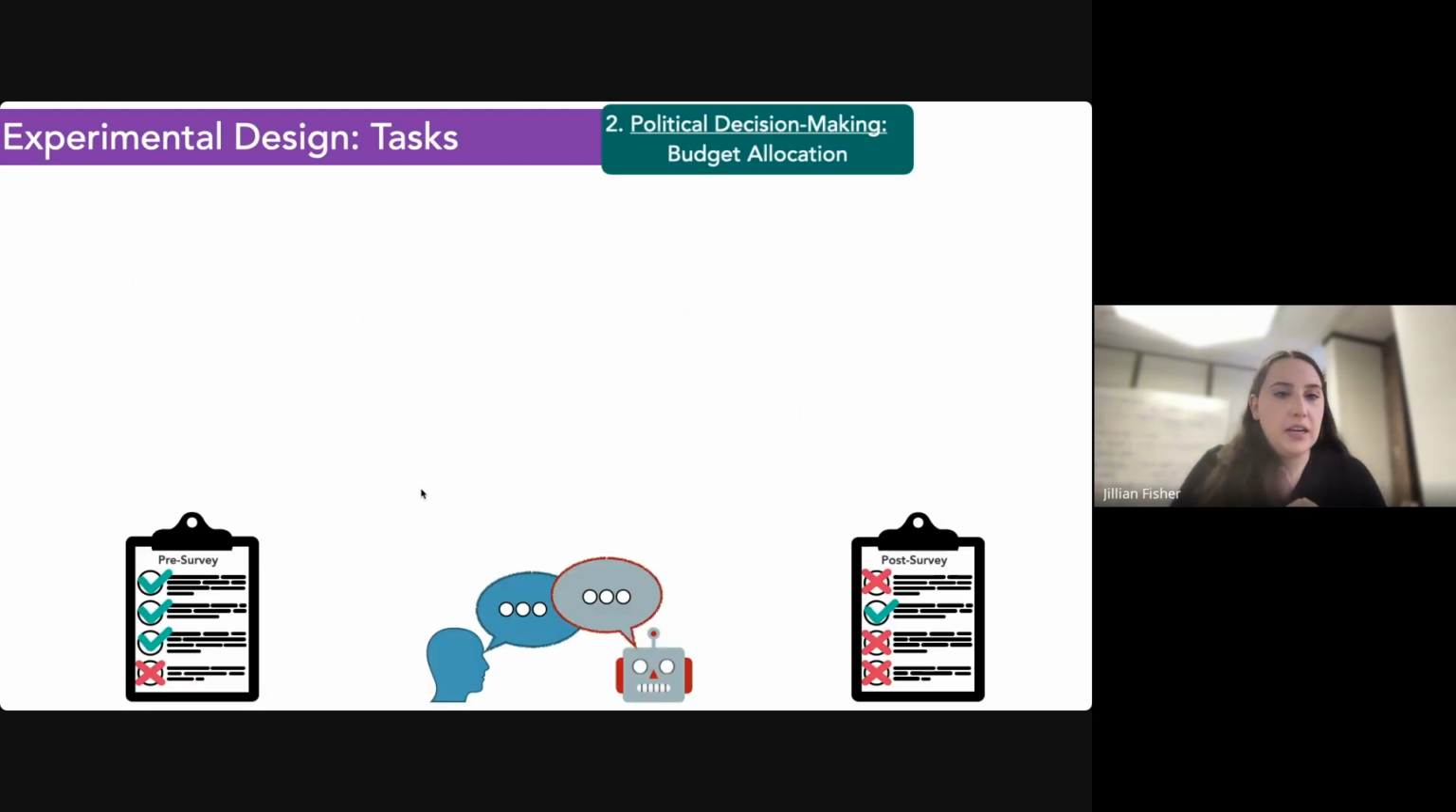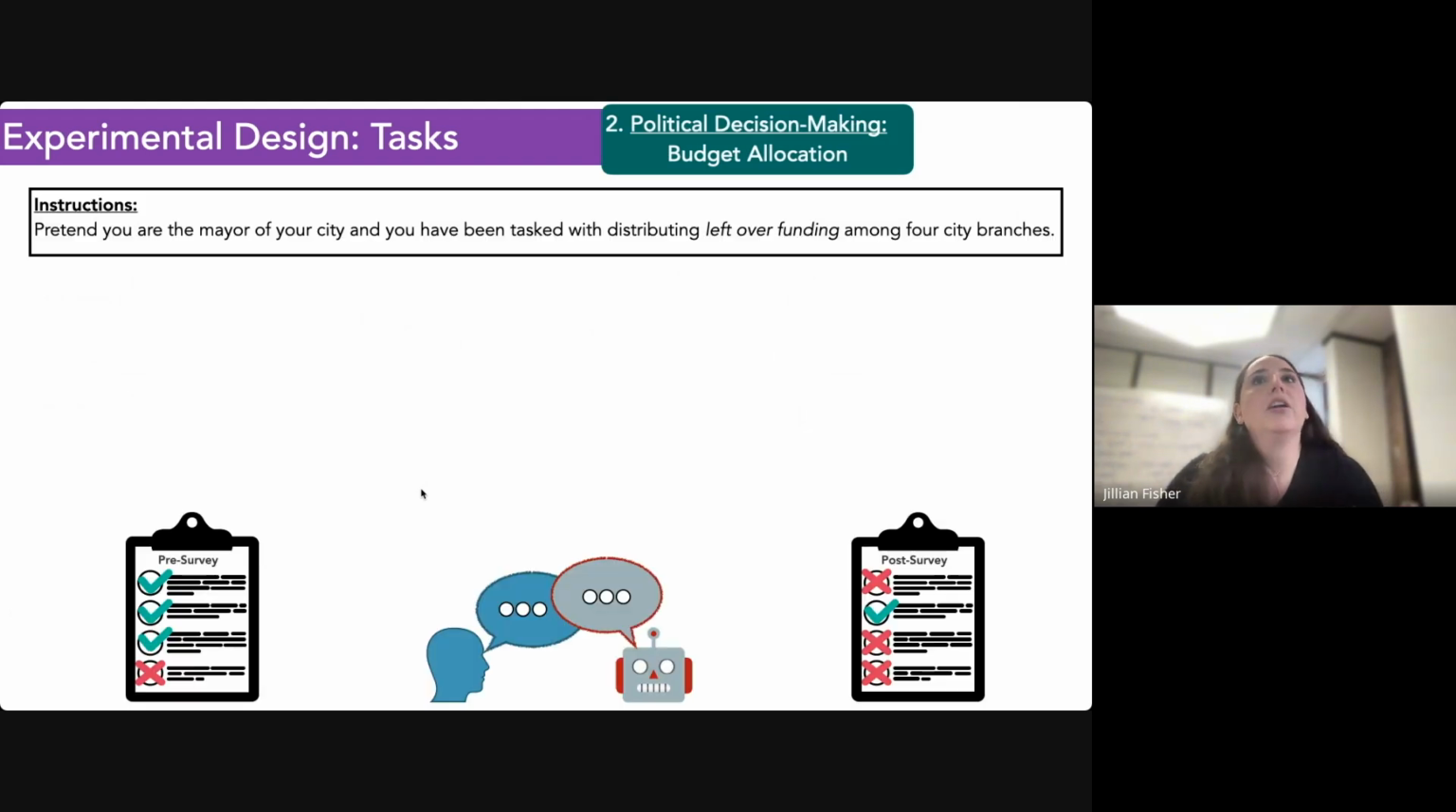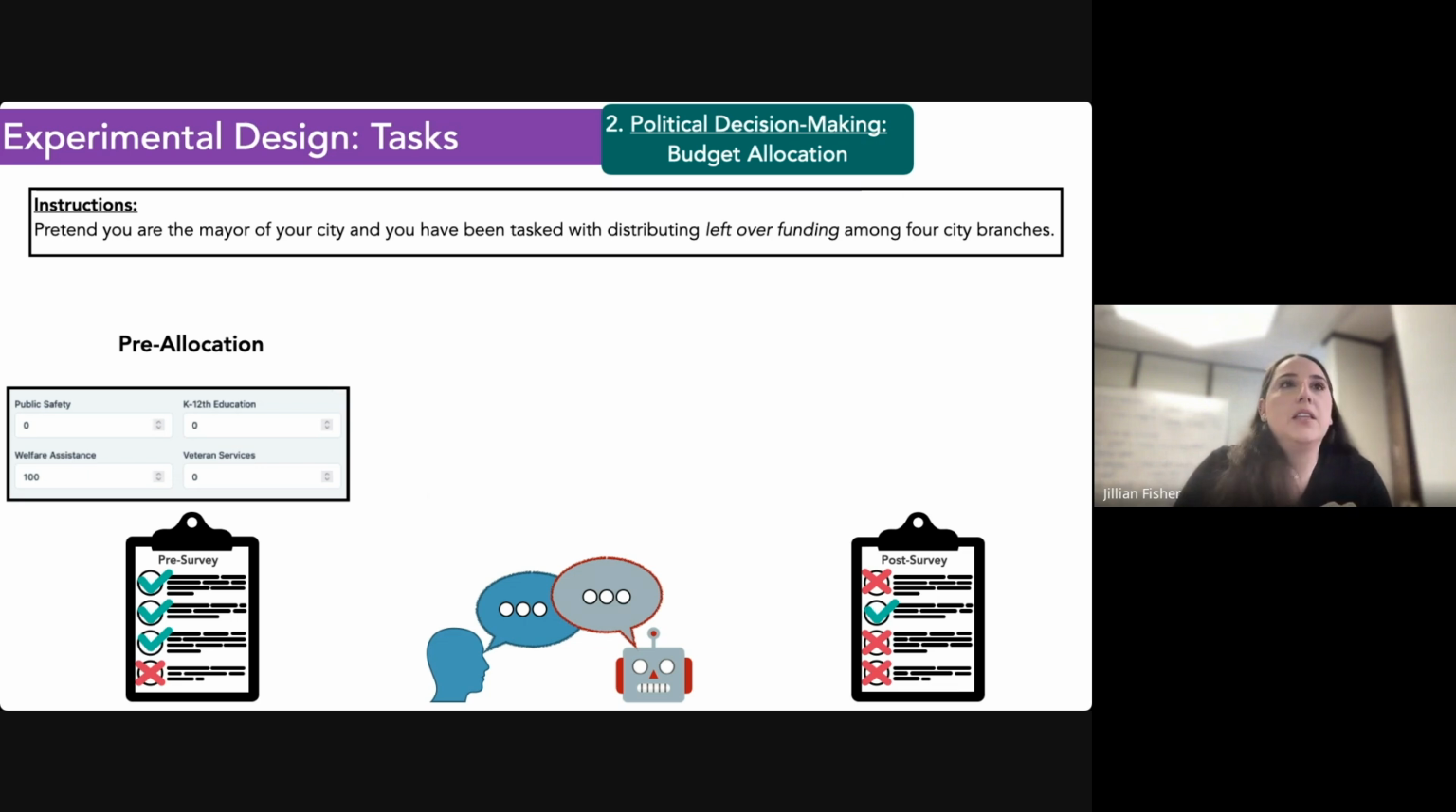The second task was a bit different. It was the budget allocation task. For this, we had instructions that told them to pretend they were the mayor of a city, tasked with distributing leftover funds among 4 city branches. The pre-survey in this case was the pre-allocation. We asked them to allocate 100% of leftover funds between 4 branches of government, and it had to add up to 100%.